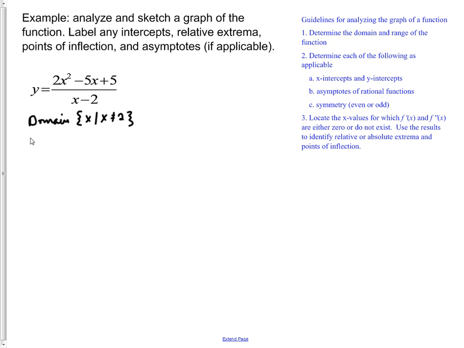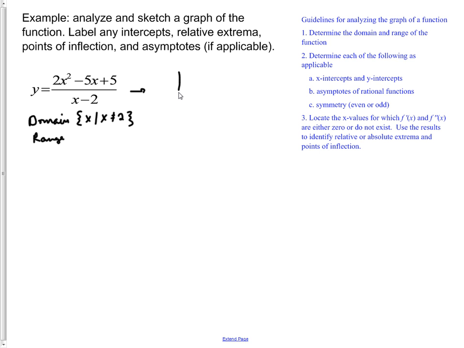As far as our range goes, that's going to be a little bit of a different business, and we're going to have to figure that one out once we get through some of our derivative work. I'll point out that this is the kind of rational function where the degree of the numerator is exactly 1 greater than the degree of the denominator. That was the kind of case where we could use either long or synthetic division to rewrite this function in a way that was a little bit more convenient. So let's do that. Let's use synthetic division.